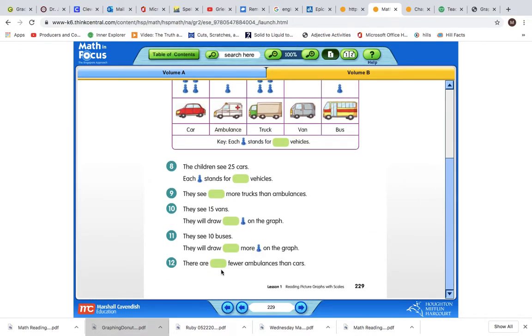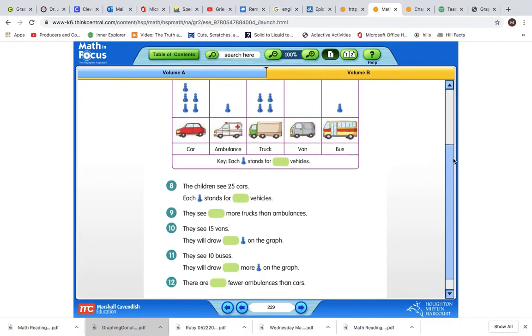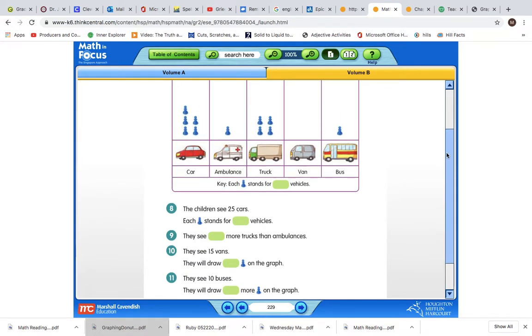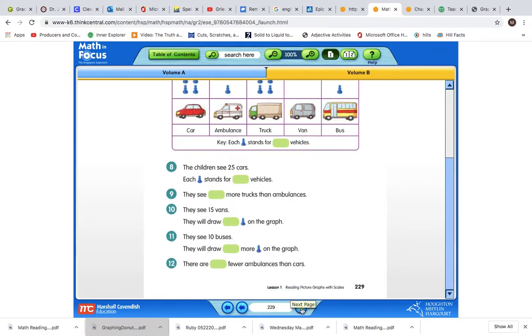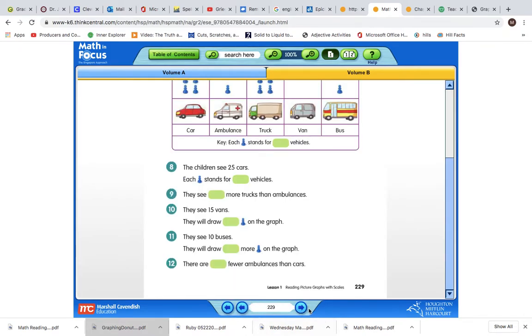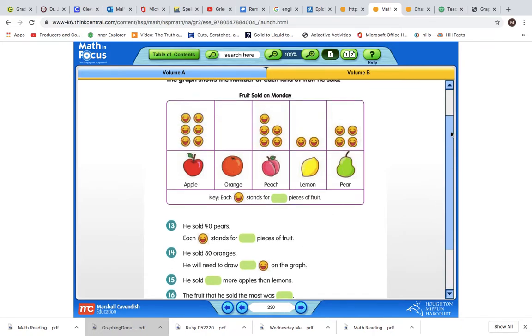And the last one, there are blank fewer ambulances than cars. So we're comparing ambulances, and we should circle ambulance, and we should circle cars. For the ambulance, there is 5 ambulances because there's only one symbol, and there's 25 cars because there are 5 symbols. So you're going to do 25 minus 5, and that would give us 20. So that was just a quick review of picture graphs.